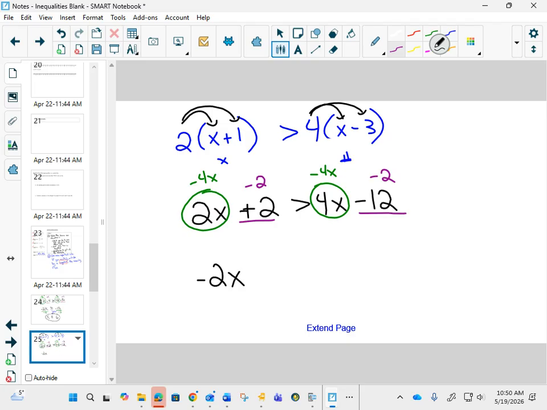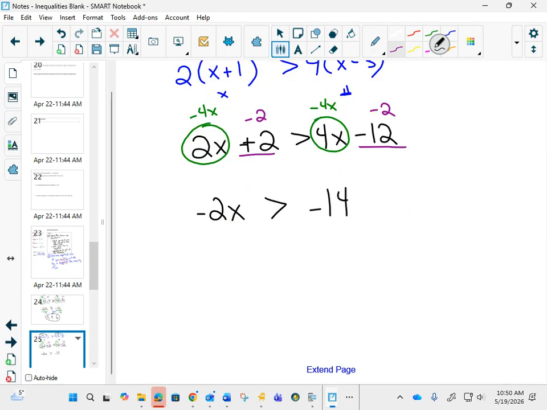Alright, do the same thing on this side. The 4x minus 4x will be 0. Here I saw lots of mental math mistakes. Negative 12 minus 2 is negative 14. And does my sign change? I just added and subtracted, so that sign doesn't change.